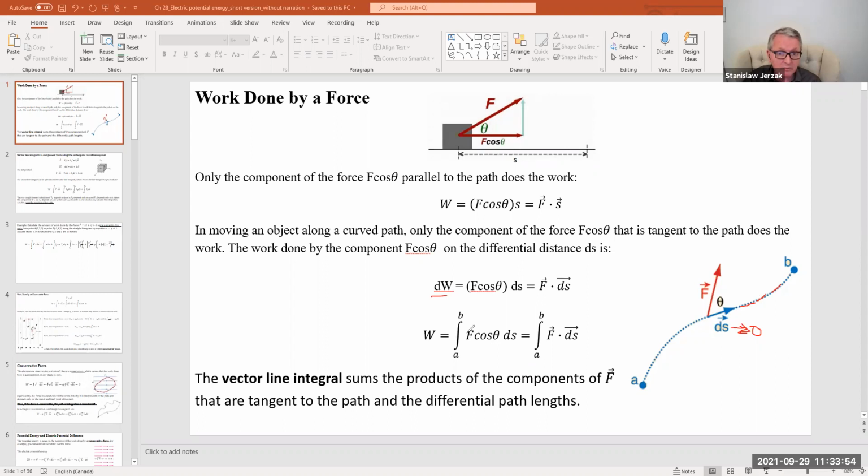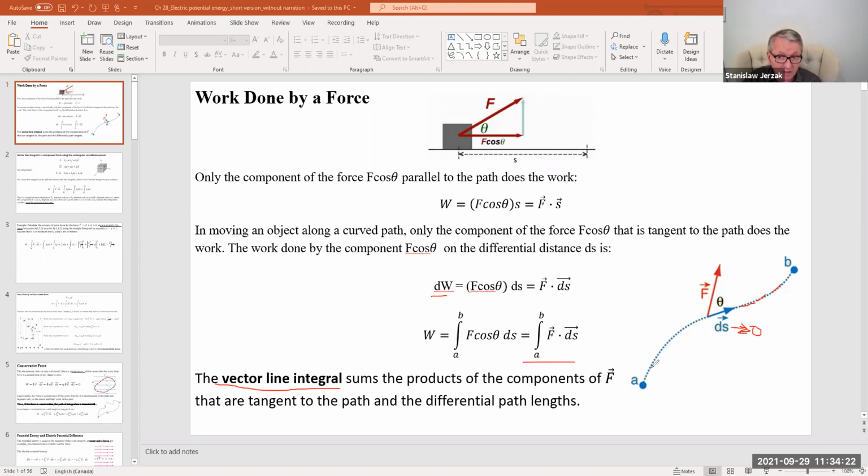So the total work would be just the integral from A to B, from the initial to the final point, of F cosine theta ds, or written compactly as the integral of F dot ds. This expression, F dot ds, is called a vector line integral, because we integrate over the line and we integrate a vector quantity. See that F, of course, can change during the displacement.